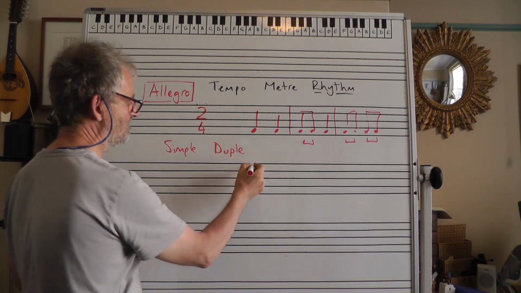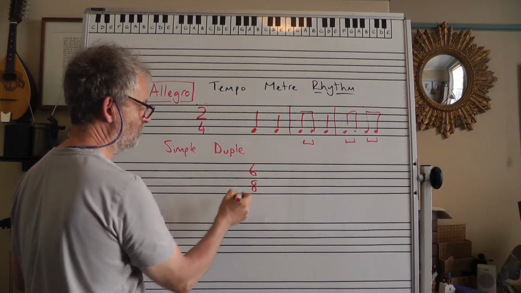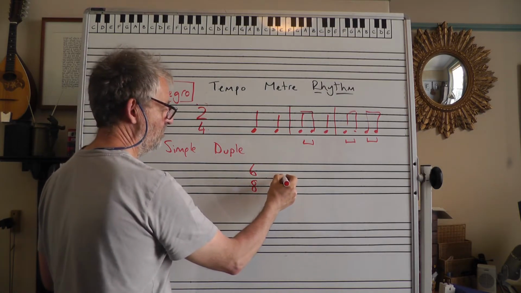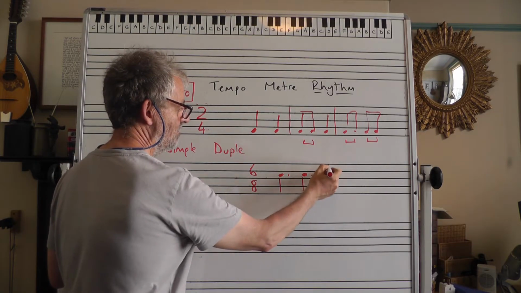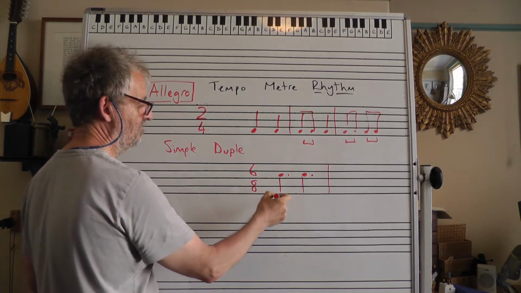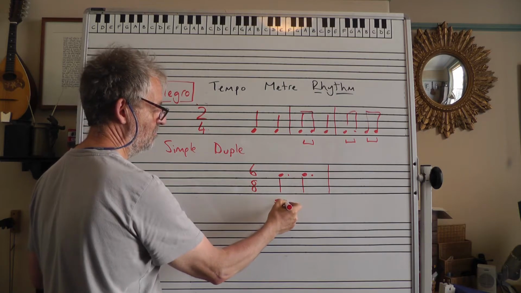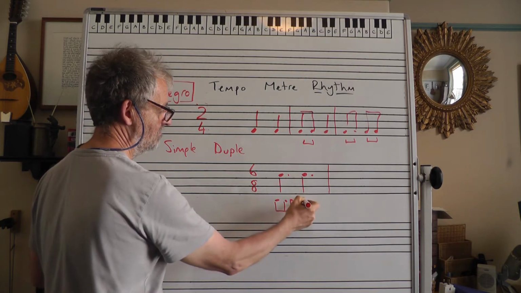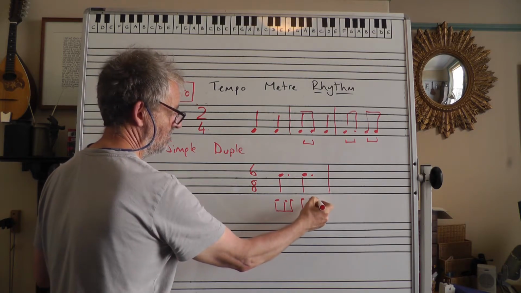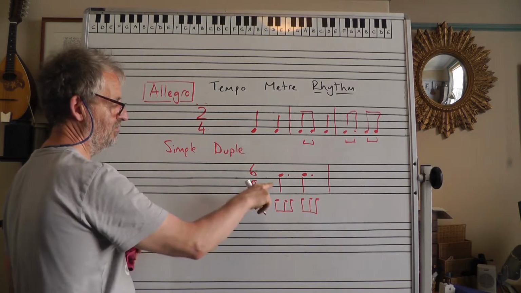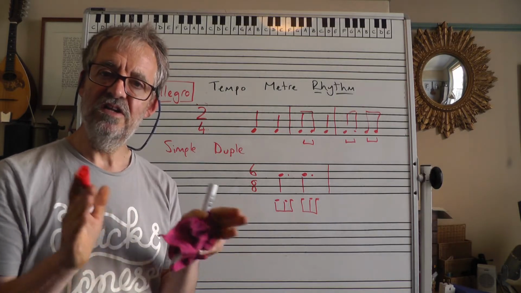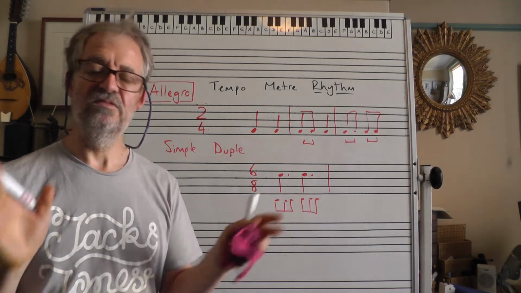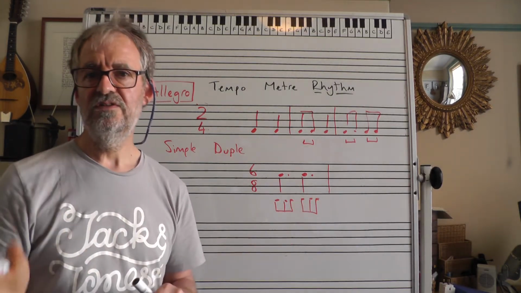And that is 6/8. Now, 6/8, as some of you will know, is also 2 beats in a bar. But this time, we would divide this beat into 3 notes. 3 notes per beat. So if I were to play 2/4 and 6/8, but I was only going to play beats, you would never know the difference. It would feel like 1, 2, 1, 2.